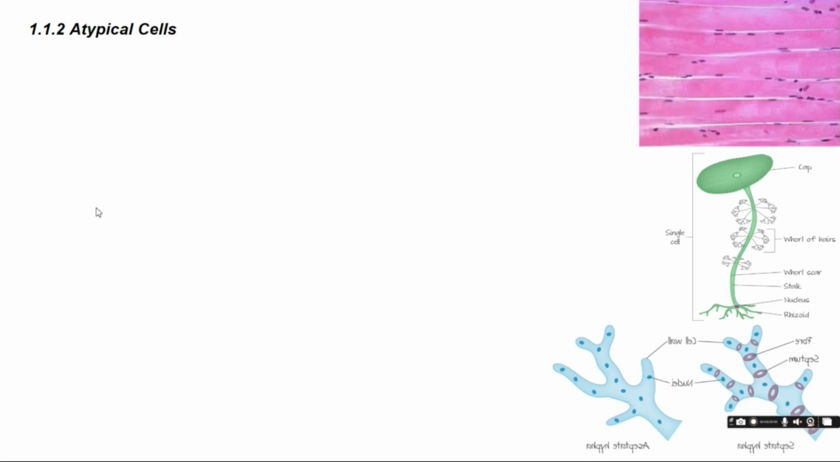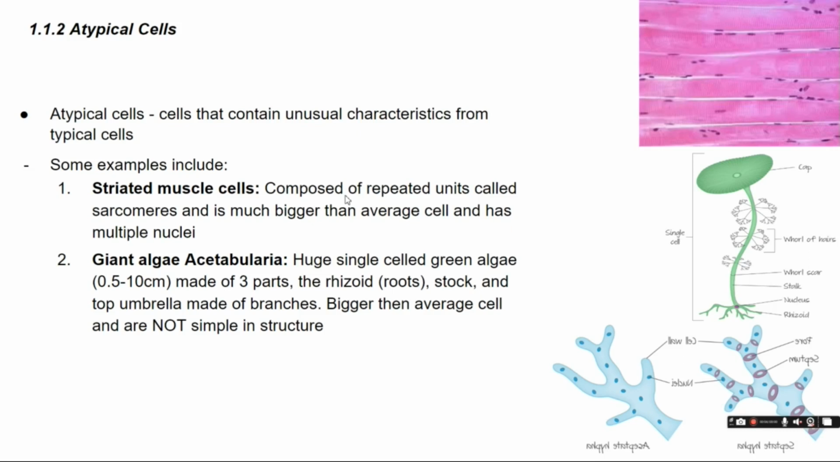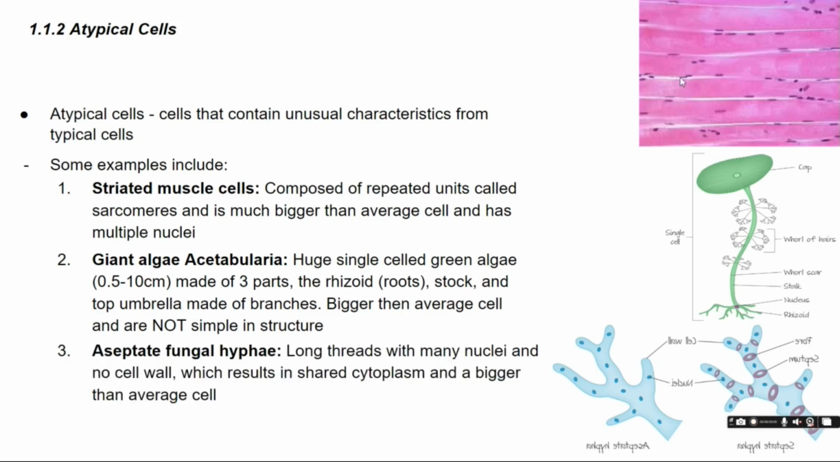So for the second part, we have atypical cells, which are cells that contain an unusual characteristic from typical cell characteristics. The first example would be here in the top right, a striated muscle cell, and they're composed of repeated units that are called sarcomeres, and they're atypical since they're much bigger than an average cell, and they also have multiple nuclei.